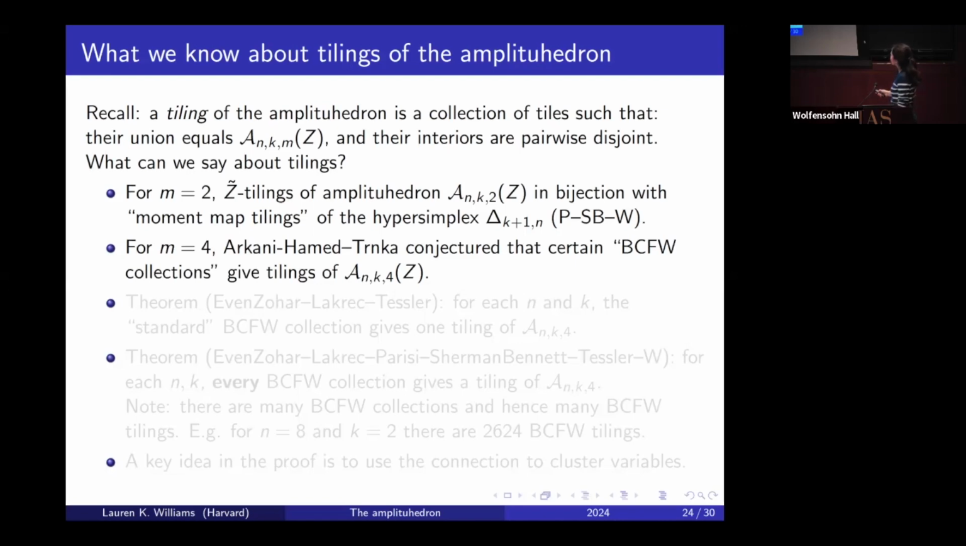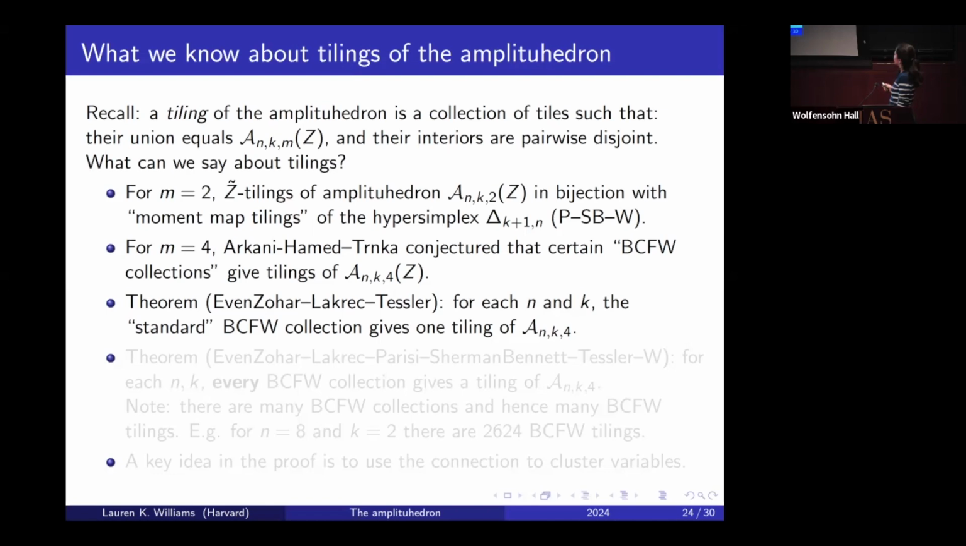And then for m equals 4, Arkani-Hamed, Hodges, and Trnka conjectured that certain BCFW collections give tilings of the amplituhedron. And I should say there's many of these. If you fix n and k, there's many of these BCFW collections, but there's also a standard collection obtained by running the BCFW recurrence in the standard way. And there was this beautiful work by Even-Zohar, Lakrec, and Tessler, where they showed that for each n and k, the standard BCFW collection gives a tiling of the amplituhedron.